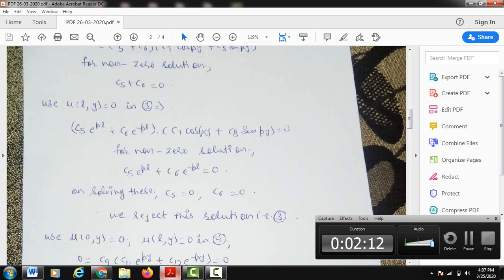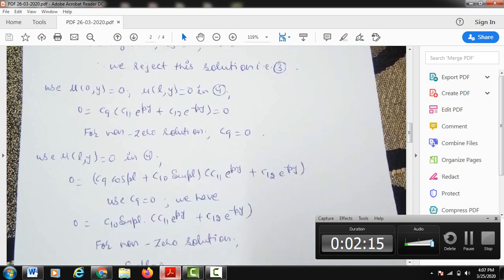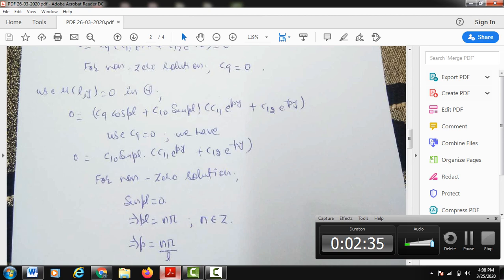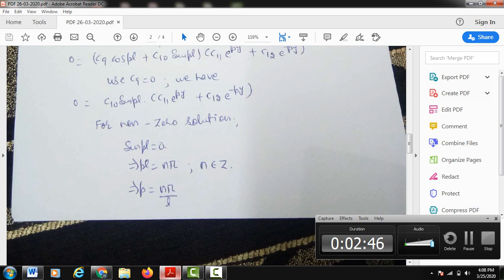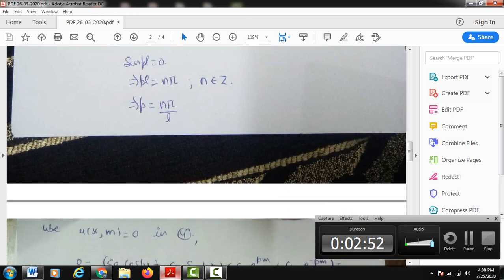So let us apply these boundary conditions one by one in solution number 4, which corresponds to k equal to minus p square, that is when k is negative. So u(0,y) is 0, we got c9 into c11 e to the power py plus c12 e to the power minus py is 0. So again for the non-zero solution, we will take c9 as 0. Let us apply the second condition in the fourth, that is u(L,y) equal to 0. Put x equal to L, and using c9 equal to 0, we have this one. Again for the non-zero solution, we will have sin pL is 0. So if sin pL is 0, we have pL equal to n pi, where n is an integer. So p is equal to n pi over L.